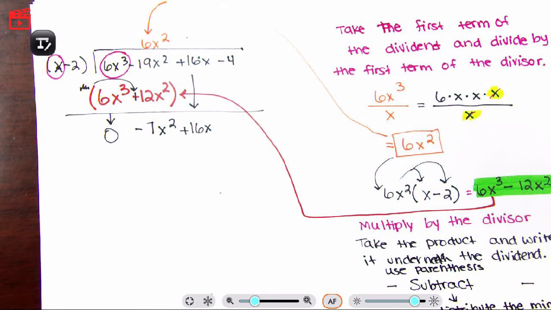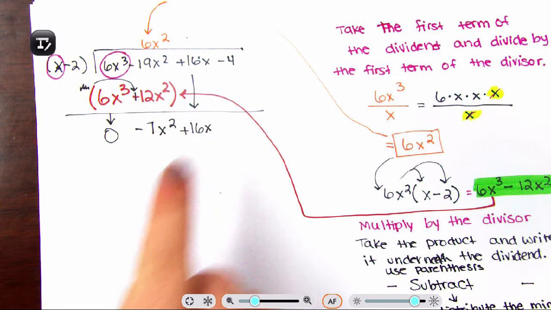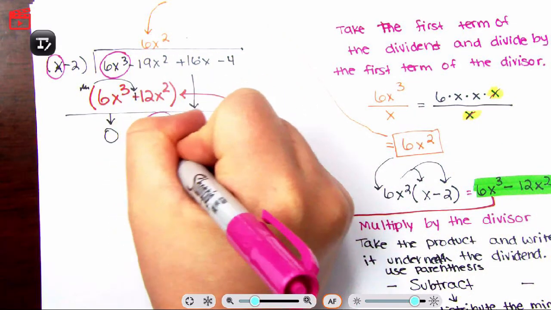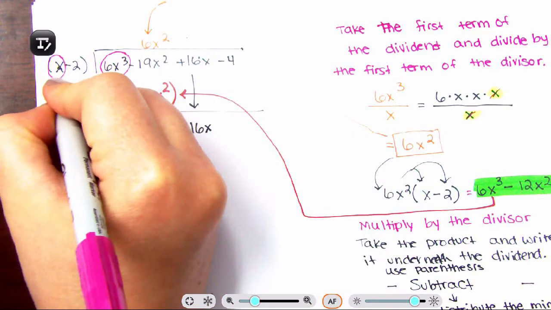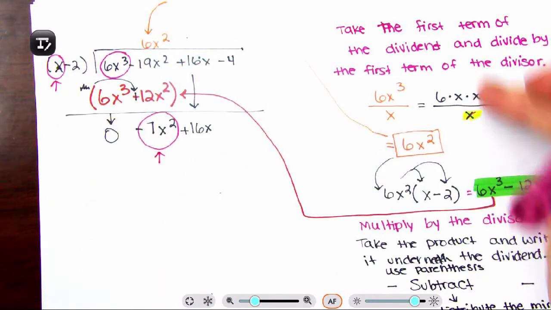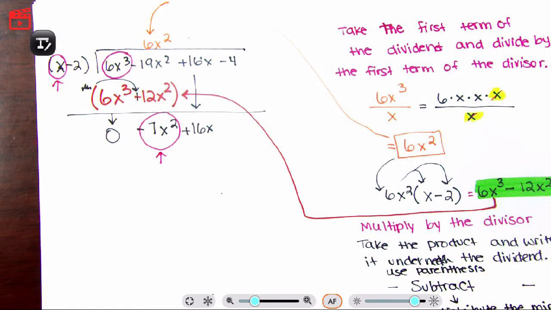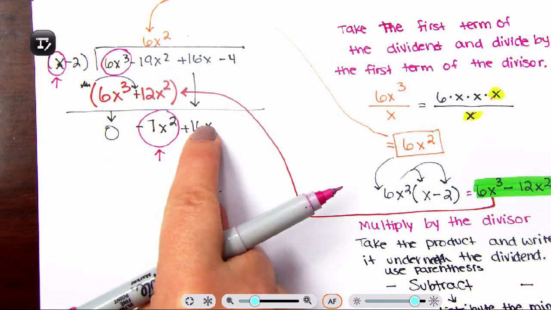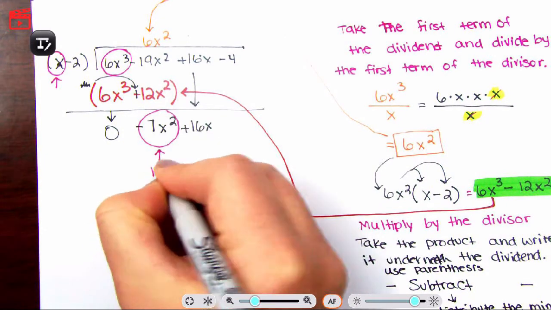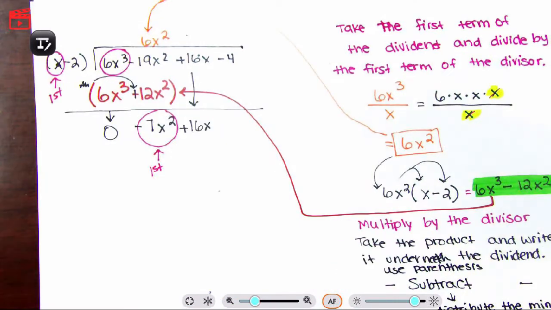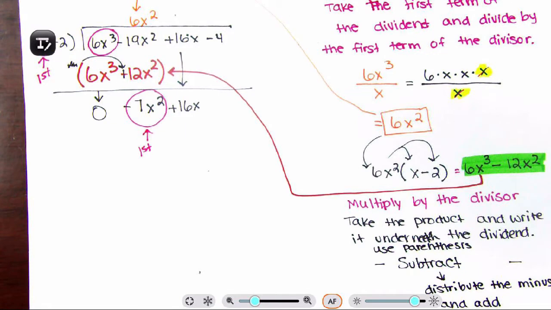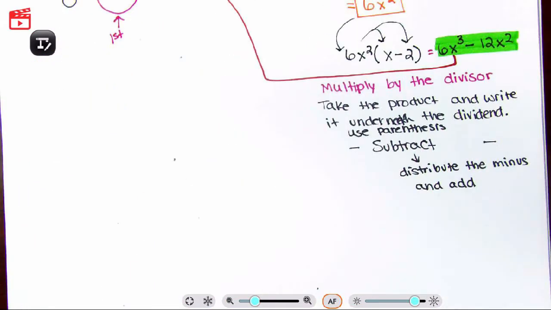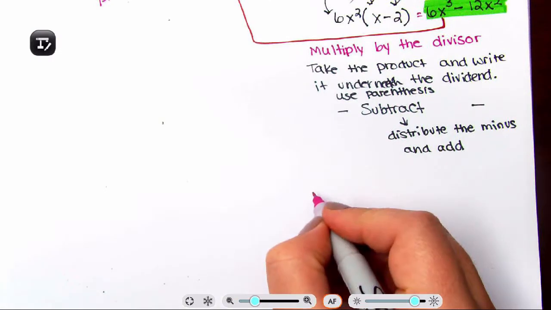Now you're going to do the same thing. This is now your first term. This is still your first term, and you're going to repeat the process until you're done. So take the first term of the dividend. Take the first term. You're going to divide, then write it on top, then multiply and write it on the bottom. So let's do that.